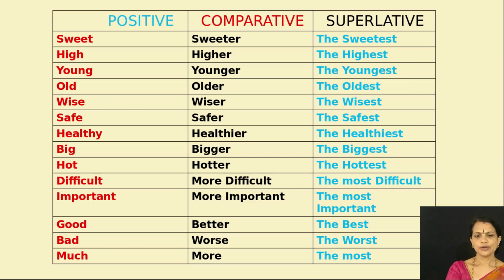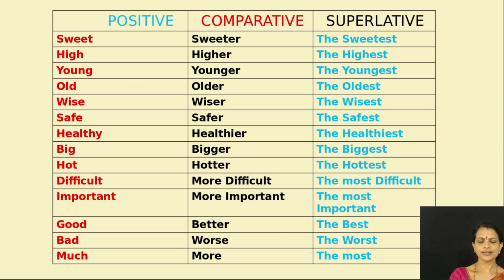Now we have two or more syllabic words. There we have to use more and the most. Difficult becomes more difficult in comparative, and in superlative degree the most difficult. Important becomes more important, the most important.